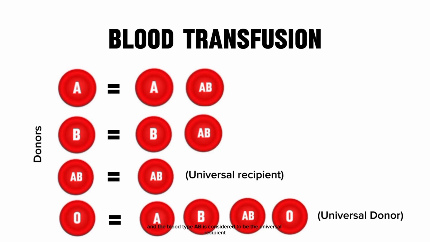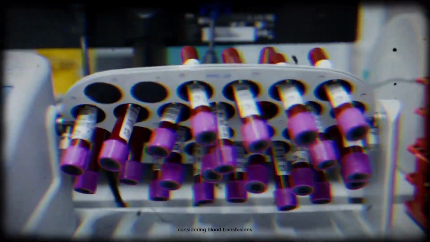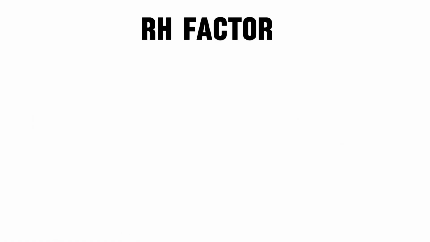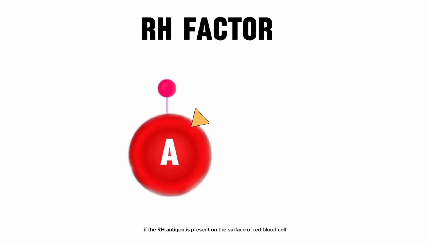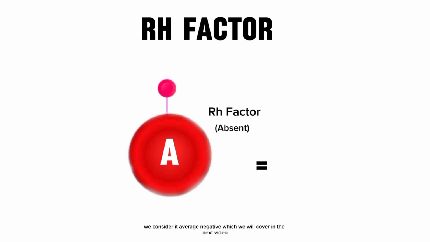It is important to mention that more factors are important when considering blood transfusions. Another factor is known as the rhesus factor or Rh factor. If the Rh antigen is present on the surface of a red blood cell, it is considered rhesus positive. If this factor is absent, we consider it Rh negative, which we will cover in the next video.